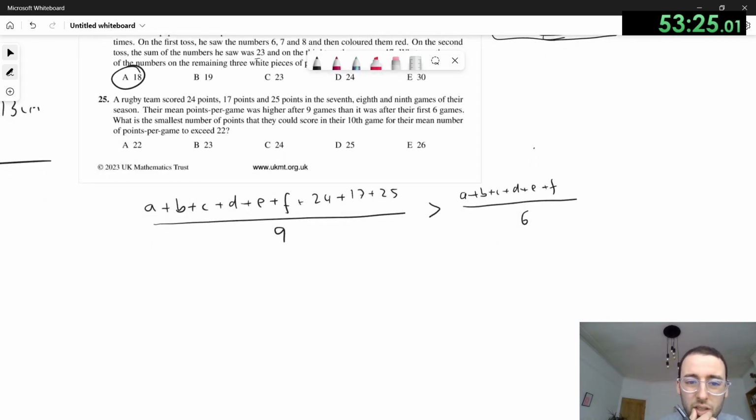And now they want their mean number of games to exceed... Okay. If I do 6 lots of A plus B plus C plus D plus E plus F... I don't think this is right, by the way. Plus, what's this? 49, 59, 66. Bigger than 9.